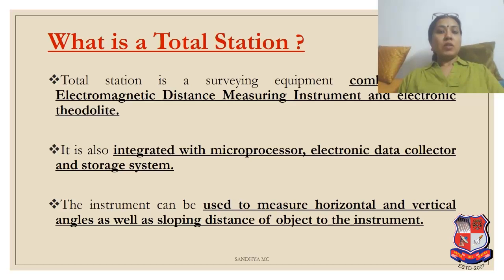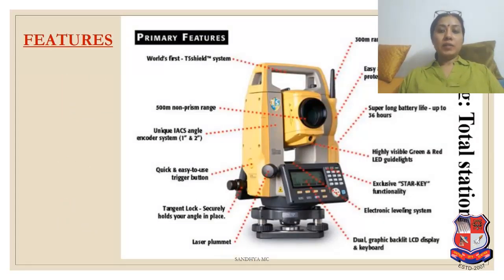Total station is a surveying instrument. It's a combination of electromagnetic distance measurement and electronic theodolite. It's integrated with a microprocessor, electronic data collector, and a storage system. The instrument can be used to measure horizontal and vertical angles as well as the sloping distances. Now, in this figure, all the features are marked inside. You can just go through this one and understand the various features.